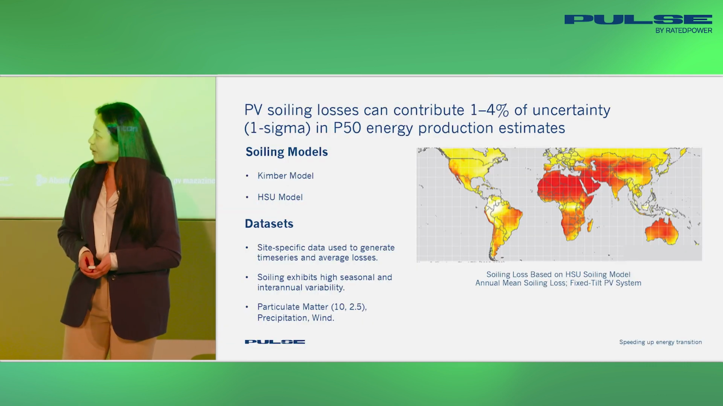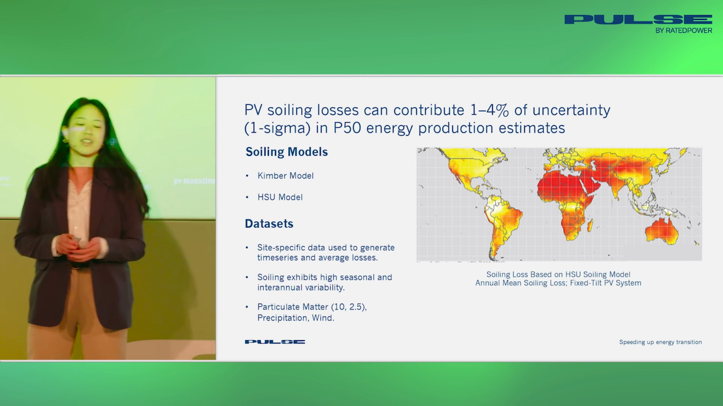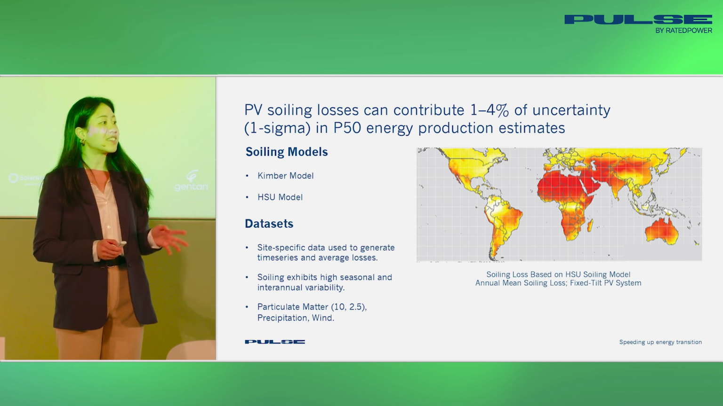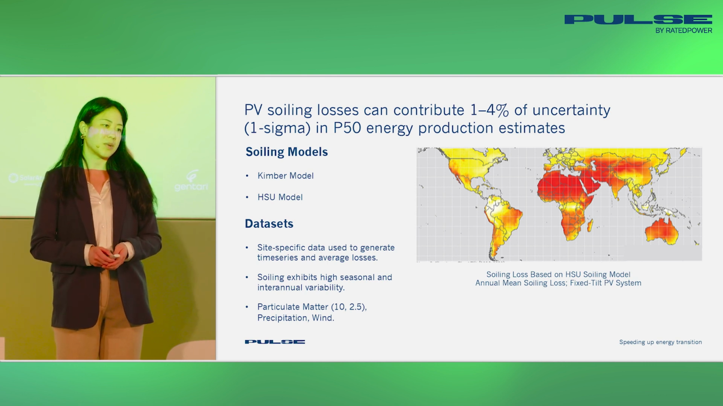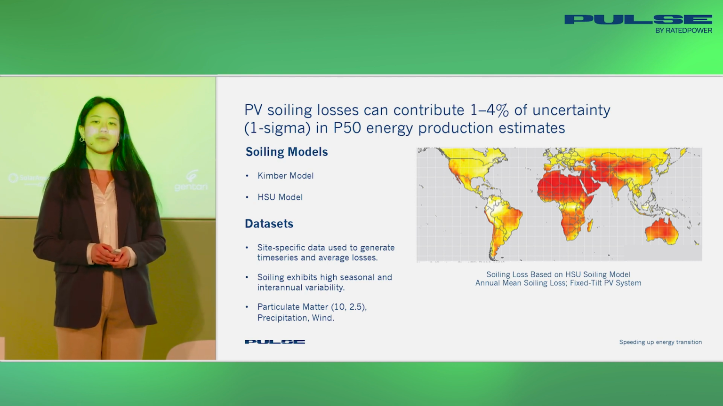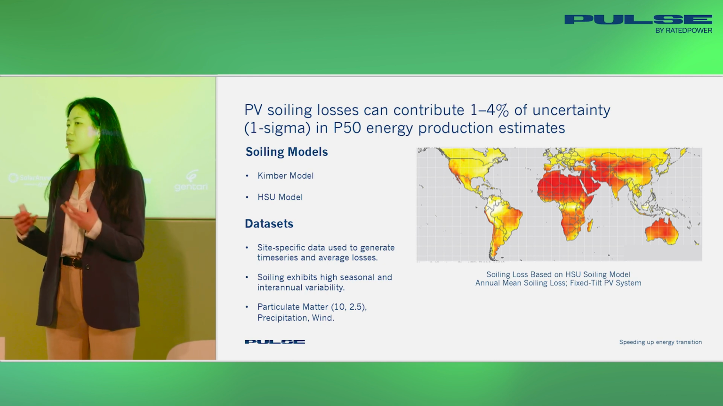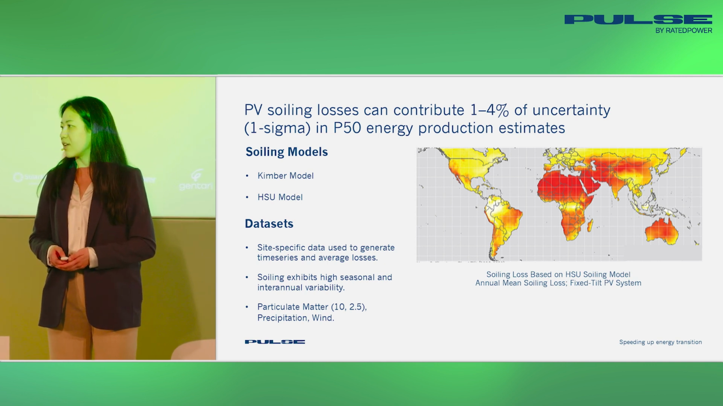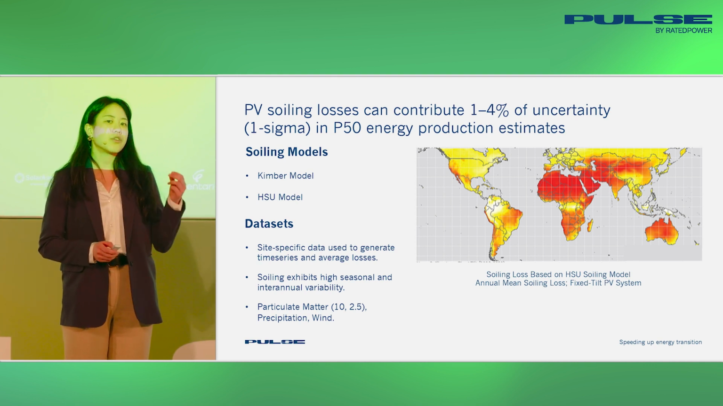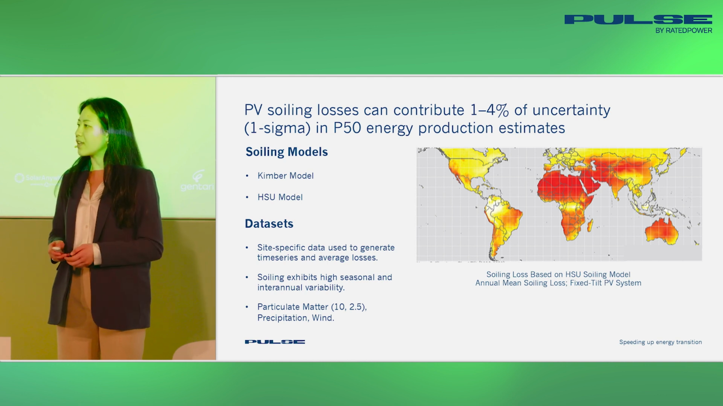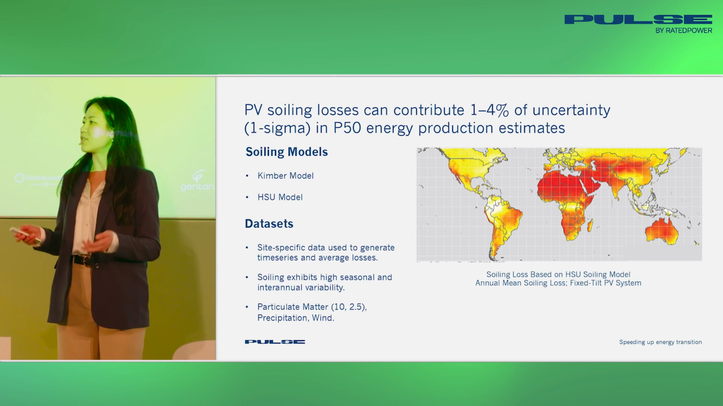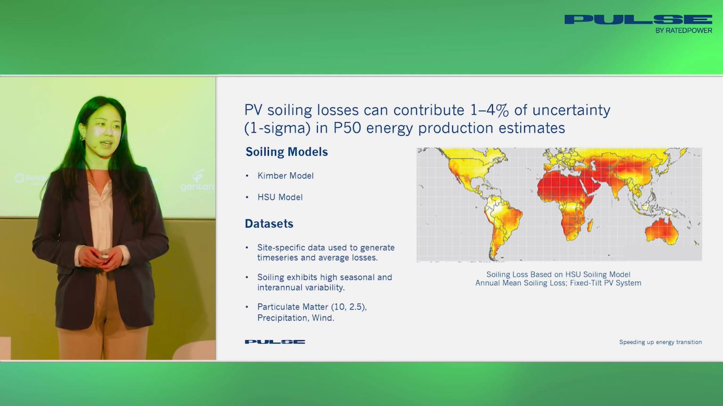So I want to start with soiling. Unmitigated soiling can contribute 1 to 4% uncertainty, that's about 1 sigma, in P50 energy estimates. This is something that is very hard to model, notably because these soiling models are more empirical in nature. So the science is not exact. There is no first principle that describes all soiling, and it's an active area of research for many institutions to understand the different types of soiling and how to mitigate it at scale.